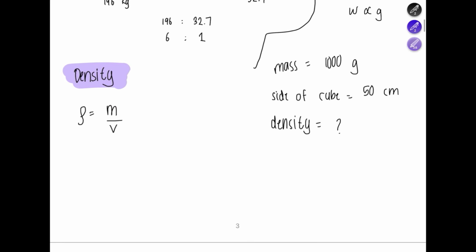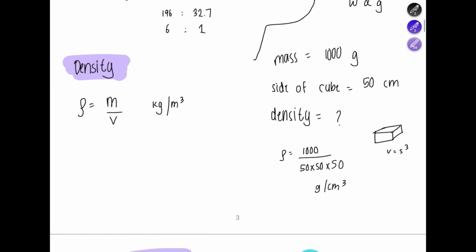Okay. Then remember, density equals mass divided by volume. The unit for that would be kilogram per meter cube. Now sometimes they won't give you the volume directly, but they can give you something like this. So what is the density? Density is going to be mass, which is 1000, divided by volume, and they have given you the side of the cube. Remember, volume of cube is s cube, so this is going to be 50 times 50 times 50. This one would be in gram per centimeter cube.